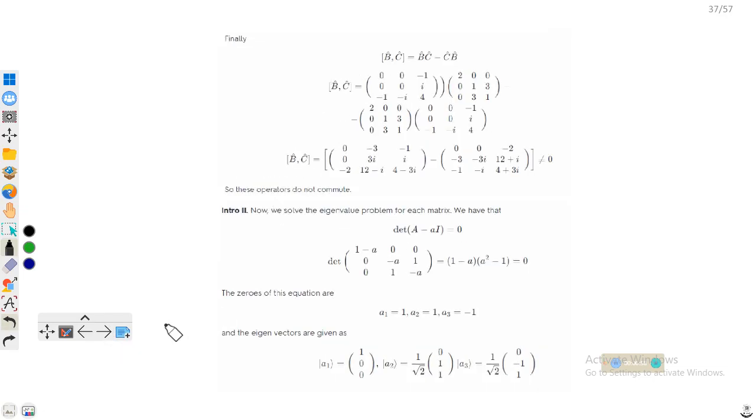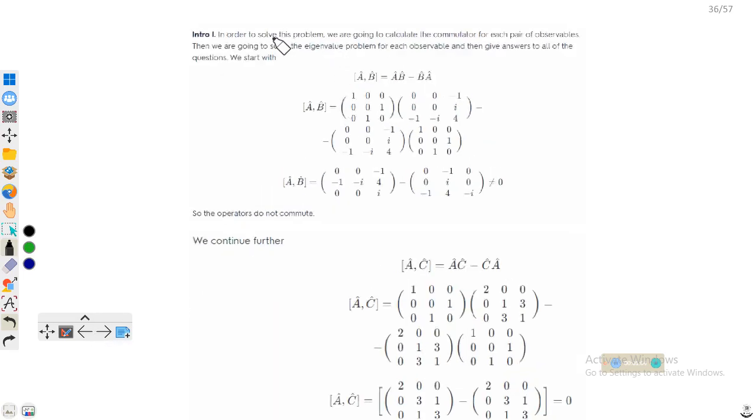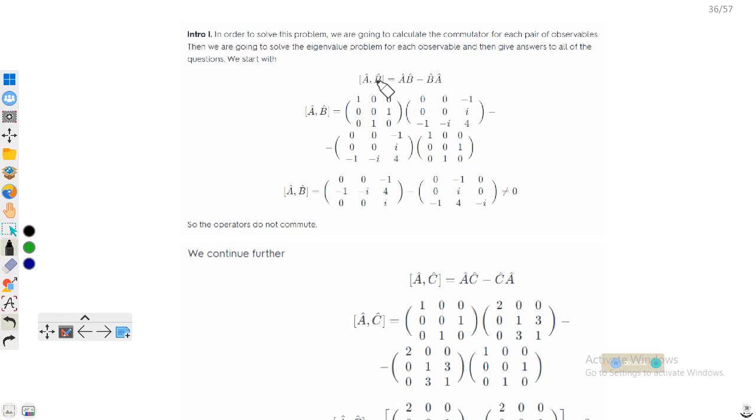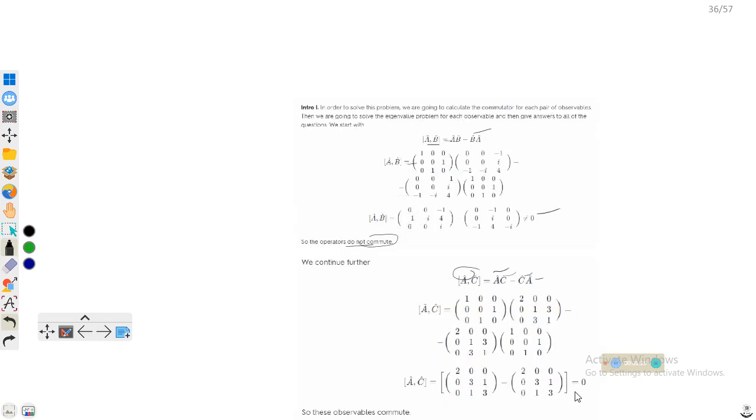So if I go to the solutions, first we will check whether the first two observables A and B are compatible or not. The commutator of A and B will be equal to AB minus BA. Checking A and B, it gives not equal to 0. It means they do not commute, they are not compatible. For A and C, the commutator gives us 0. It means these observables commute, they are compatible. A and C are compatible.